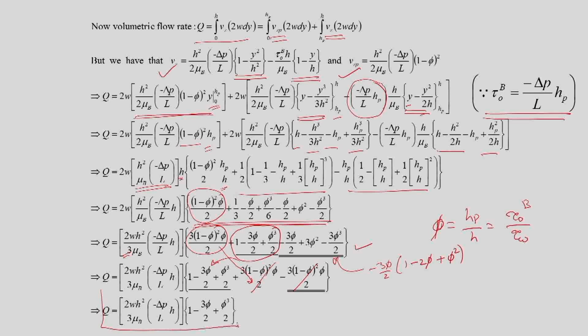So, finally, you will get q is equals to 2 w h square by 3 mu b minus delta p by L h multiplied by 1 minus 3 pi by 2 plus pi cube by 2, where minus delta p by L multiplied by h is nothing but tau w, the wall shear stress. So, this is how we can get the velocity profile and volumetric flow rate expression for any geometry, for any type of non-Newtonian fluids, if the flow is laminar and one dimensional steady flow.